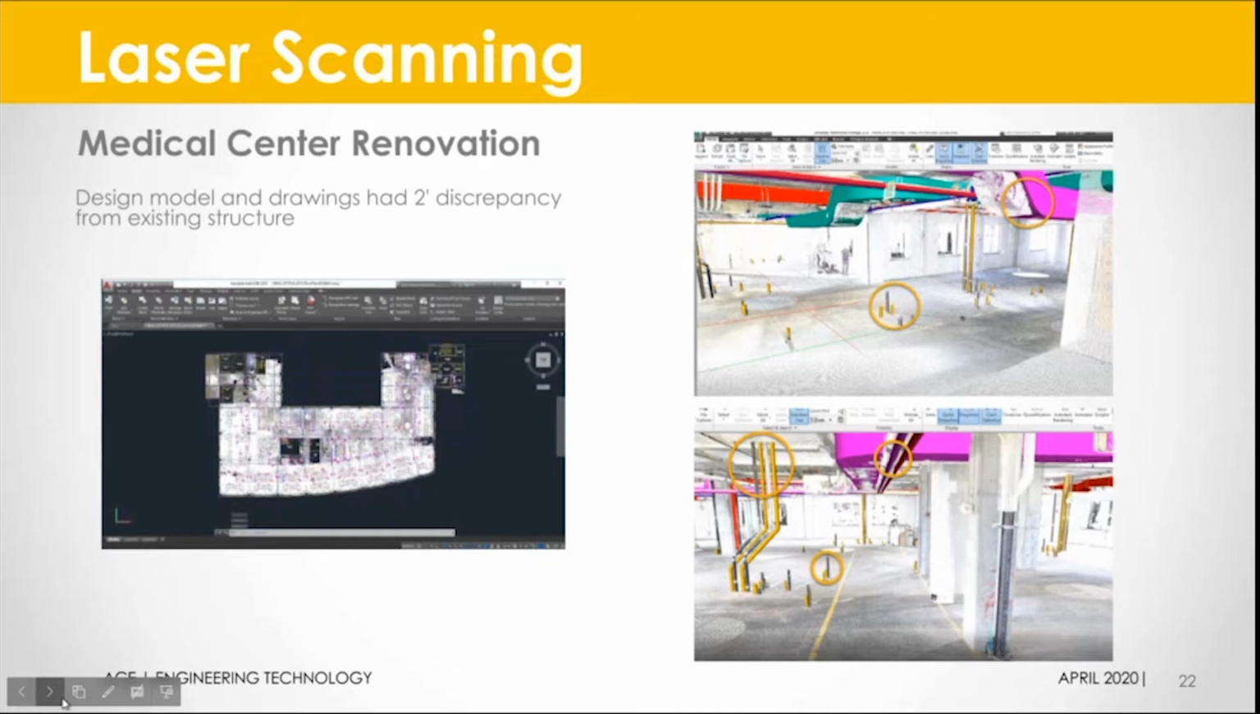So what we found out was there was a 2-foot discrepancy between the existing structure and the drawings that we had. And you can see these from the little markups, the little circles. There's some pretty big changes there. So we were able to determine that the design models and drawings were off from the reality. So this allowed the design team to adjust their drawings before we went into construction, after the field verified all this data. So that saved a lot of time, saved a lot of money on the front end of this project, and a lot of heartache for the design team and the construction team.